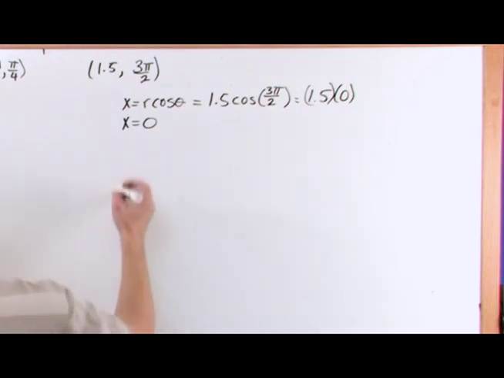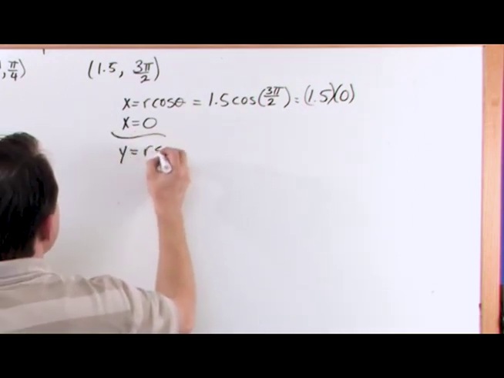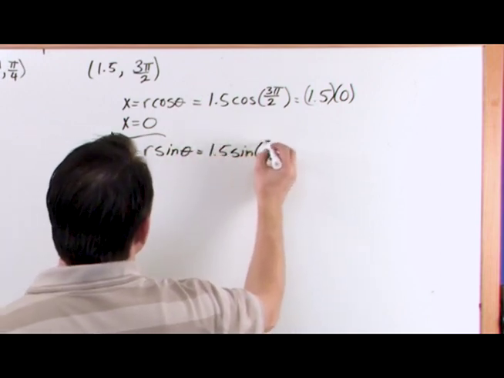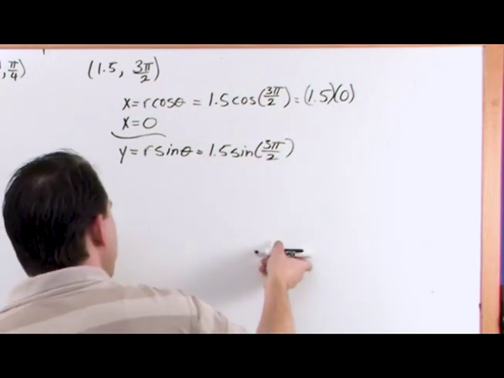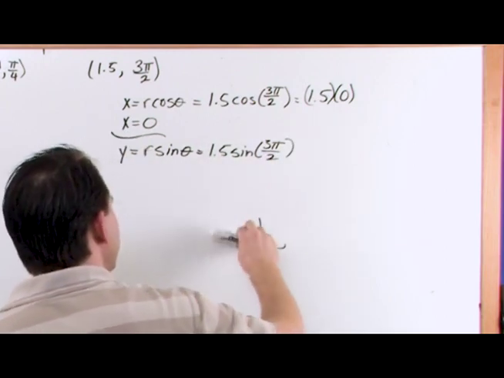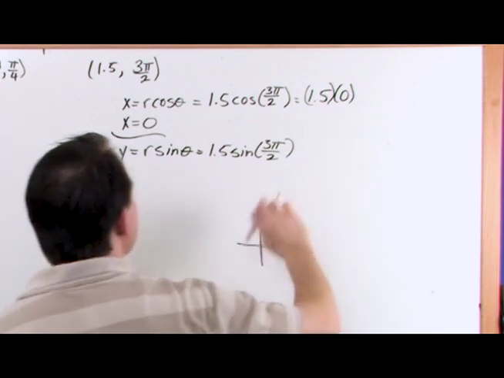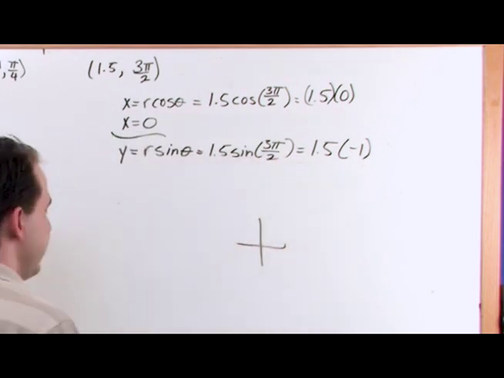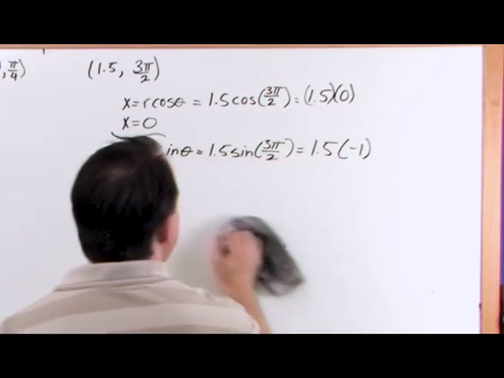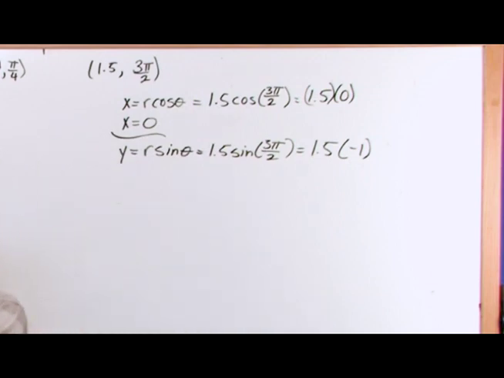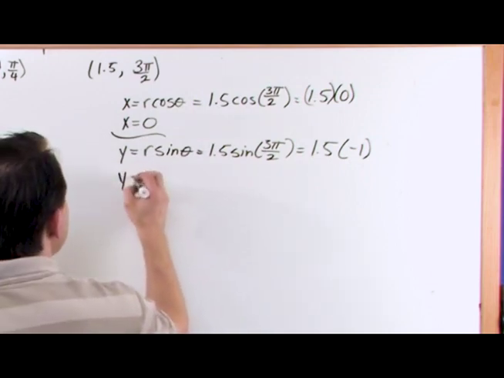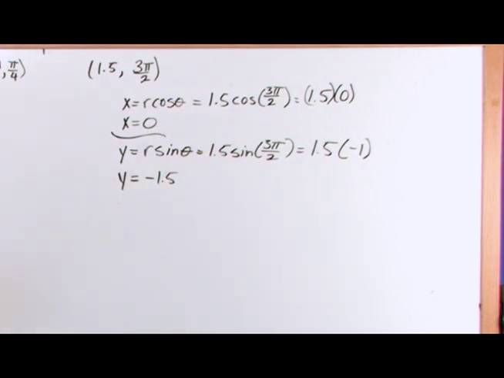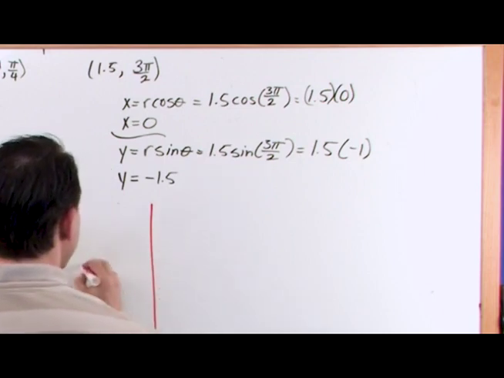Okay? Now what would y equal to? Y equals r times the sine of theta. So it's 1.5 times the sine of 3 pi over 2. And we just saw that if this is your axis, this is pi over 2, 2 pi over 2, 3 pi over 2. So it's down here. So this is going to be 1.5 times negative 1 because the sine of 3 pi over 2 is negative 1. And then that would simply mean that y is going to equal negative 1.5.